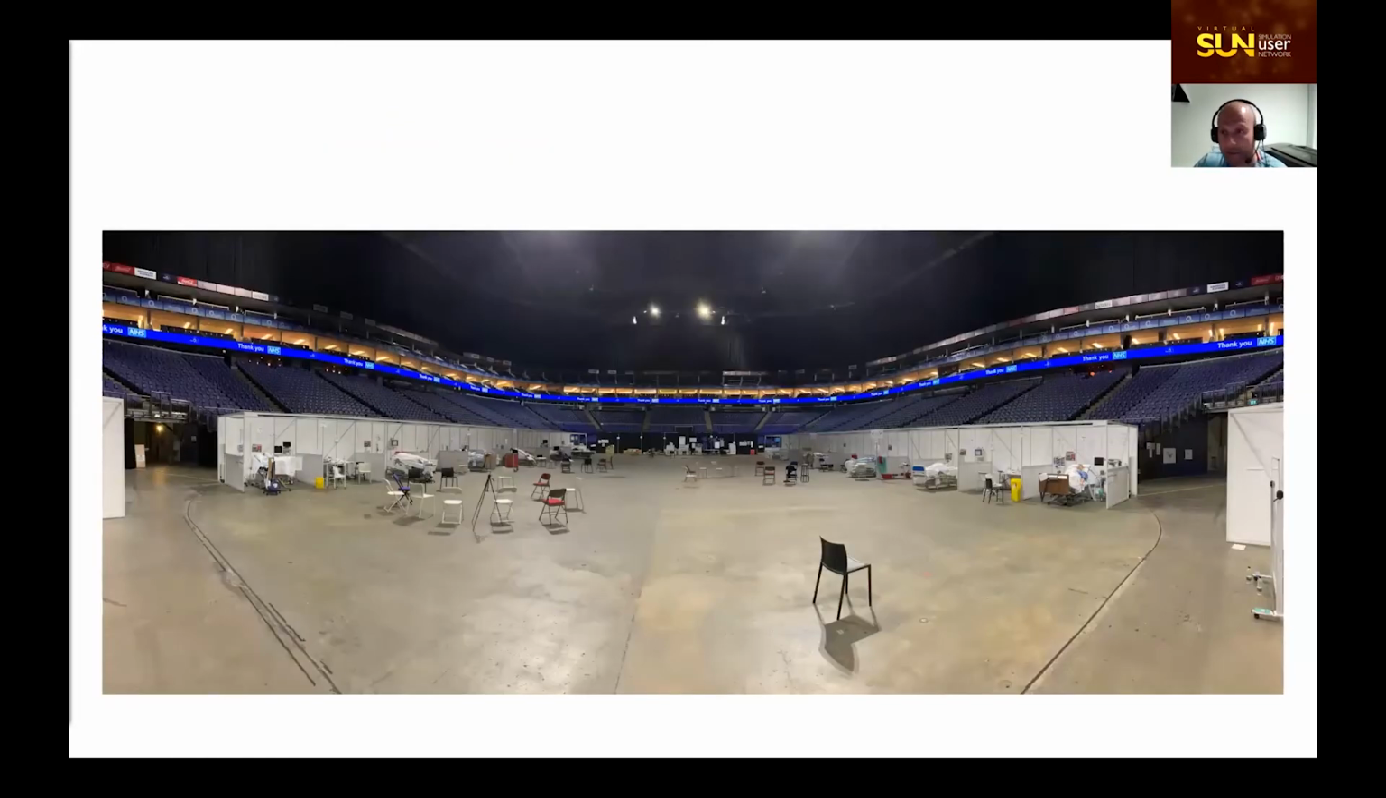So this is a panoramic picture of the setup. You've got the first 6 bays would have been our greens, and then moving down amber, and then down onto red. At the bottom is where they did PPE.